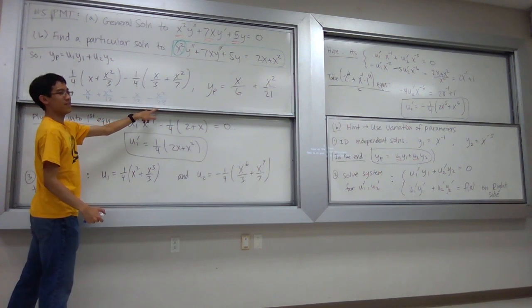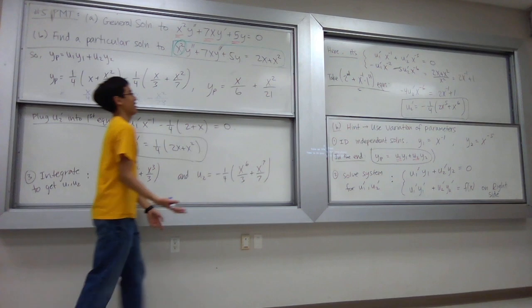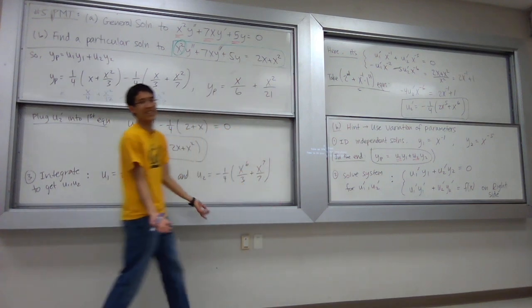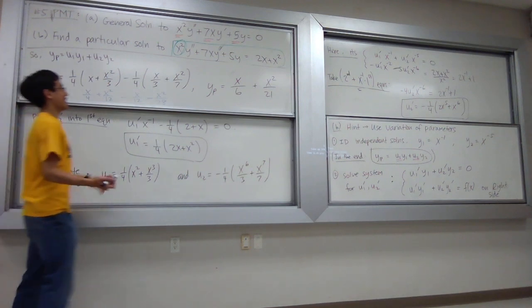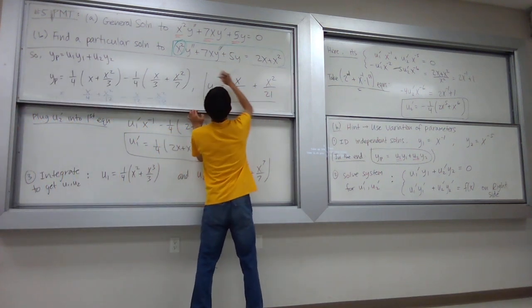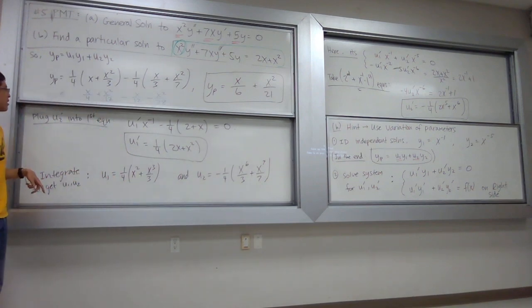this is a kind of weird difference. If we find a common denominator, you can get 4 over 84. Divide by the 4, that's 1 over 21. Anyways, it's algebra. Kind of tedious. But this is the yp that you want. Okay.